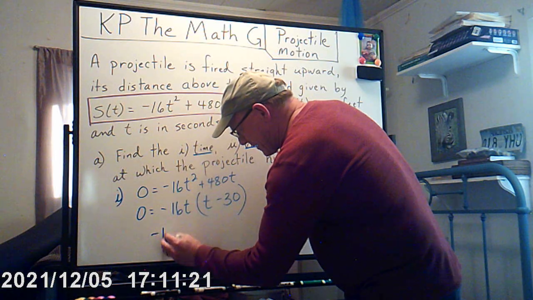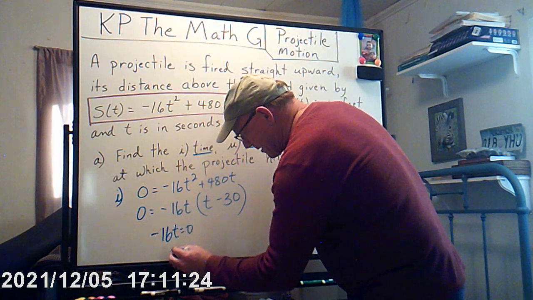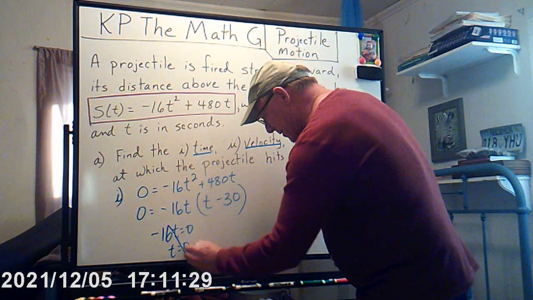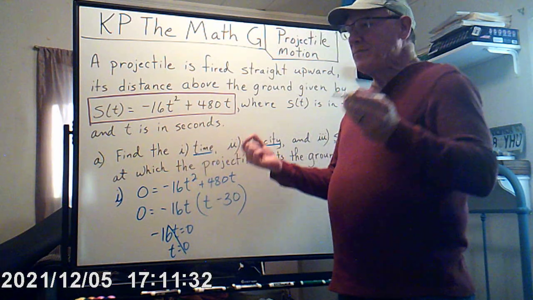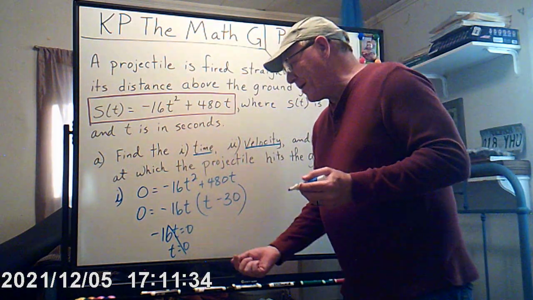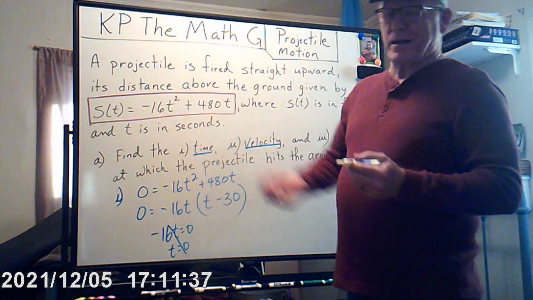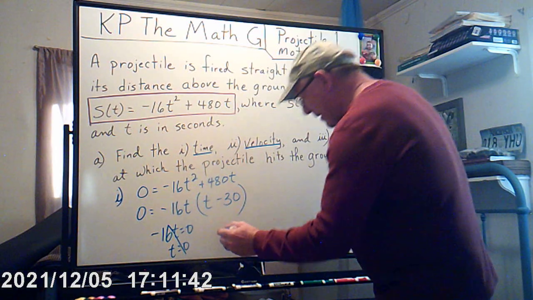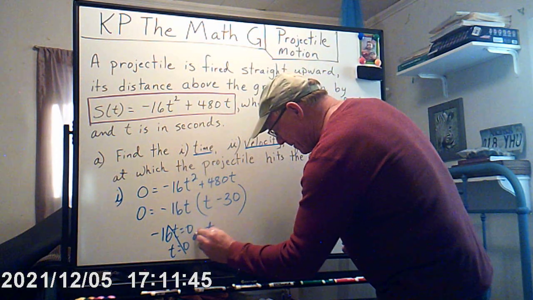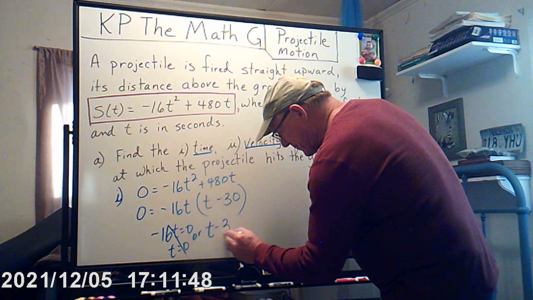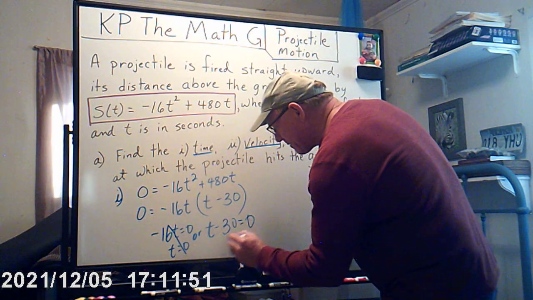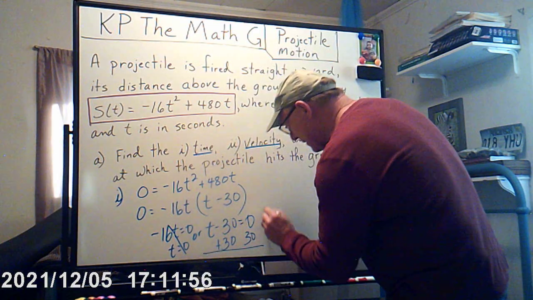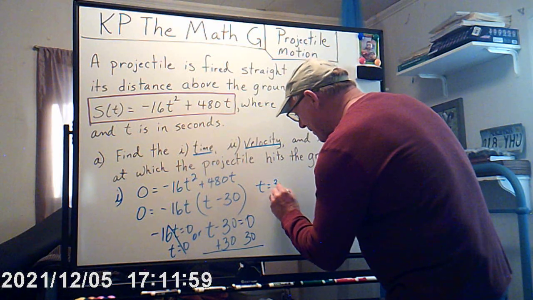So -16t = 0, which means t = 0. We don't want that one, because that's when it begins. At time t = 0, it hasn't been fired yet. That's not what we're looking for. We are looking for the other side: t - 30 = 0. Solving this, we have t = 30.